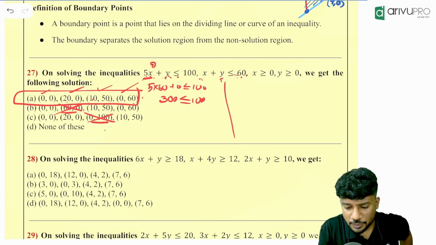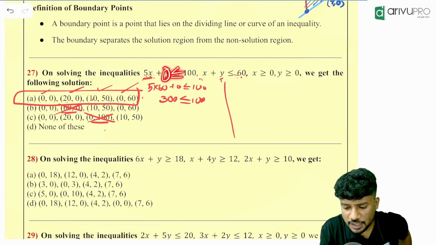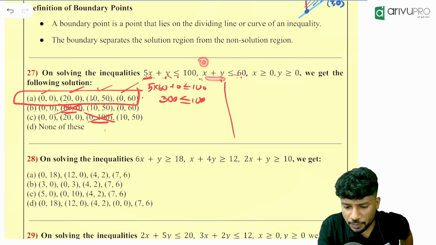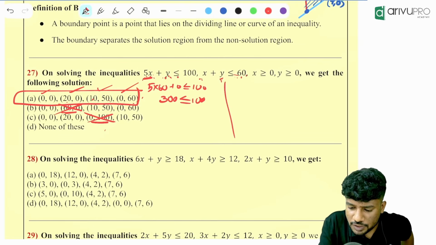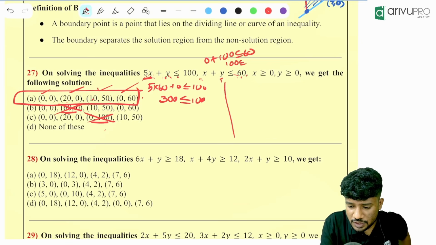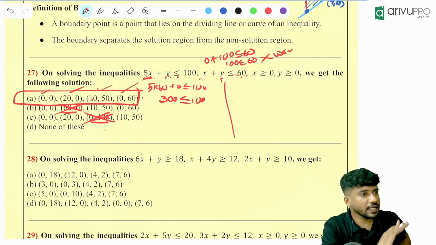Instead of x, we are putting what? 0. Instead of y, we are putting what? 100. That means 5 into 0 plus 100 is less than or equal to 100. That is satisfied. But over here you are substituting 0 plus 100 less than or equal to 60. Is it correct, Soumya? 100 is less than or equal to 60. Is it correct? No, this is wrong. That means this option is wrong. Option C is completely wrong.